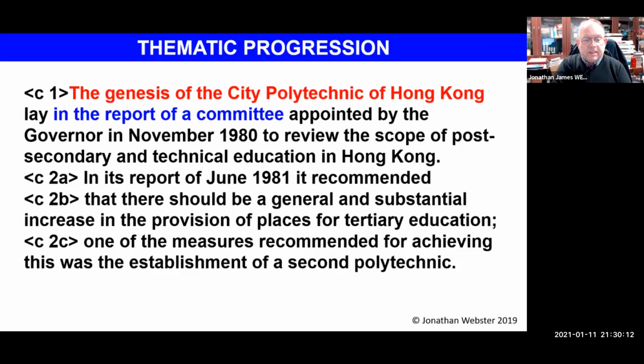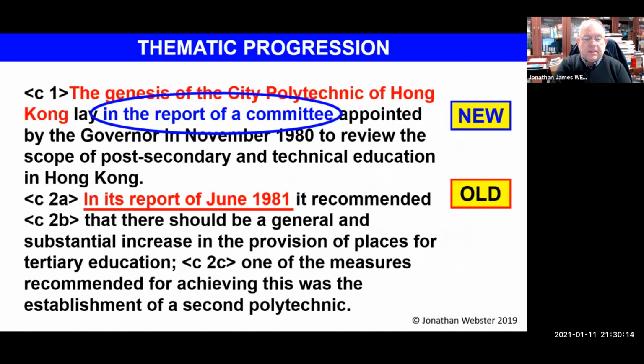Now notice what the next sentence, how it begins. In its report. That's called linear thematic progression. The new becomes the old.